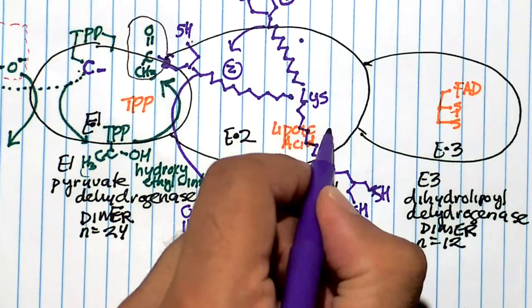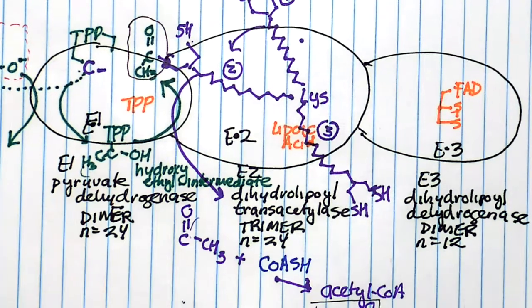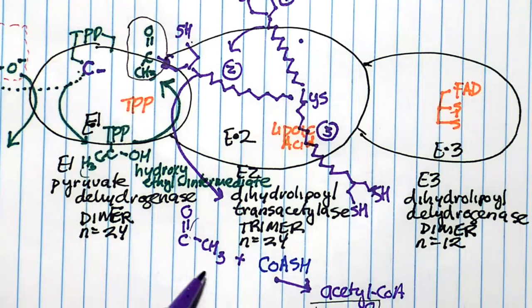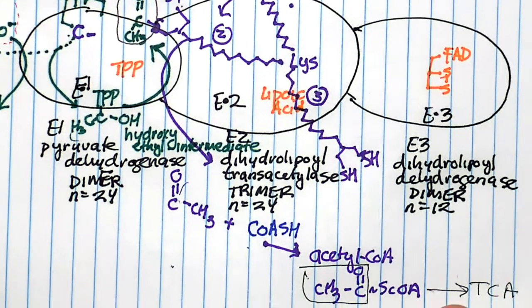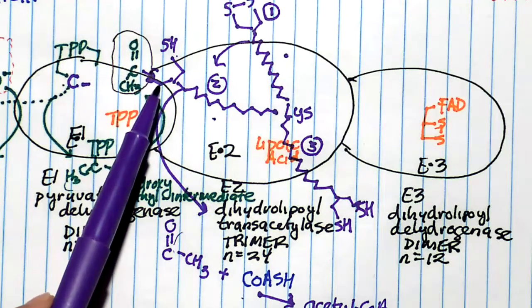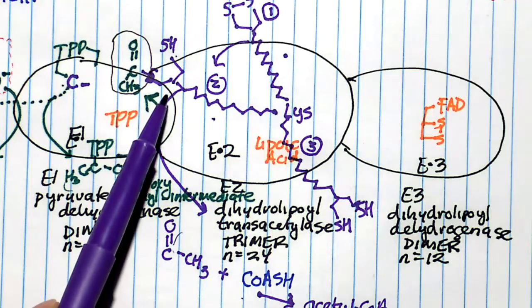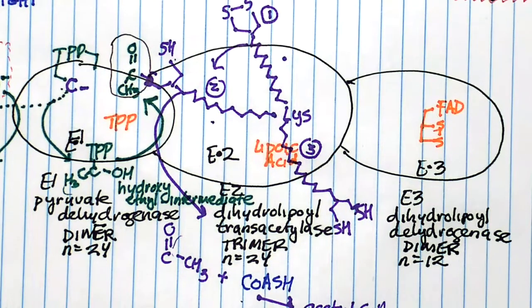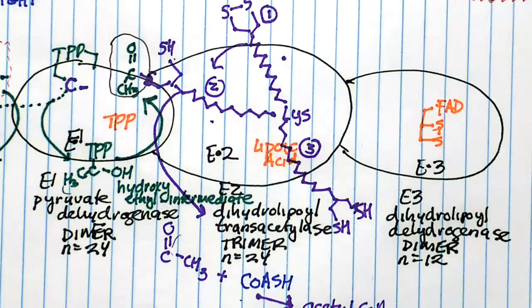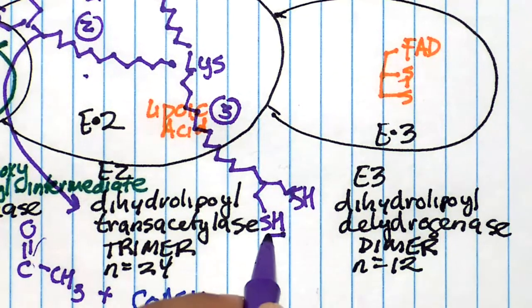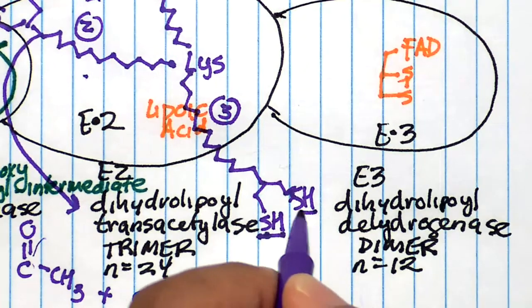Okay? And this would be step 3 of the swing. After donation of the acetyl group to coenzyme A to give you acetyl-CoA, which can go into the TCA cycle, we're actually done. This lipoic acid cofactor, lipoyl lysyl cofactor conjugated to lysine, now has two thiol groups, two SH groups. Here's SH group 1 and here's SH group 2.